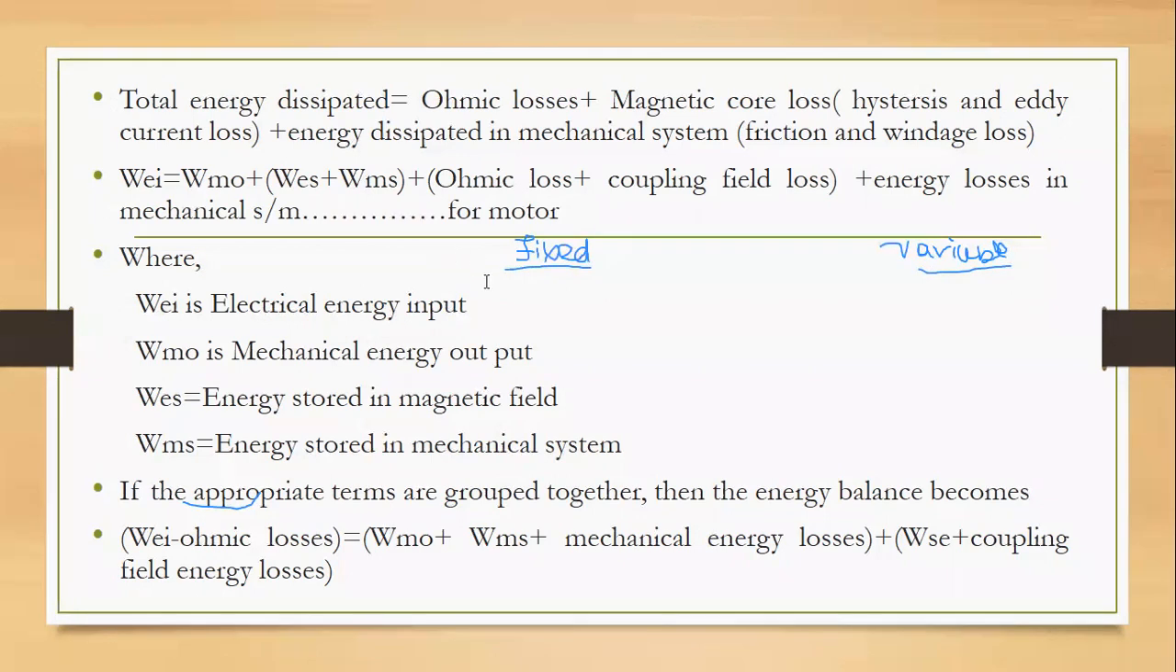So when we're saying fixed losses, it does not depend on the load, while variable losses depend on the load. That means whenever the load varies, these fixed losses do not vary, they just stay fixed. So what are these fixed losses? The first one can be core loss, and the second one can be mechanical loss.